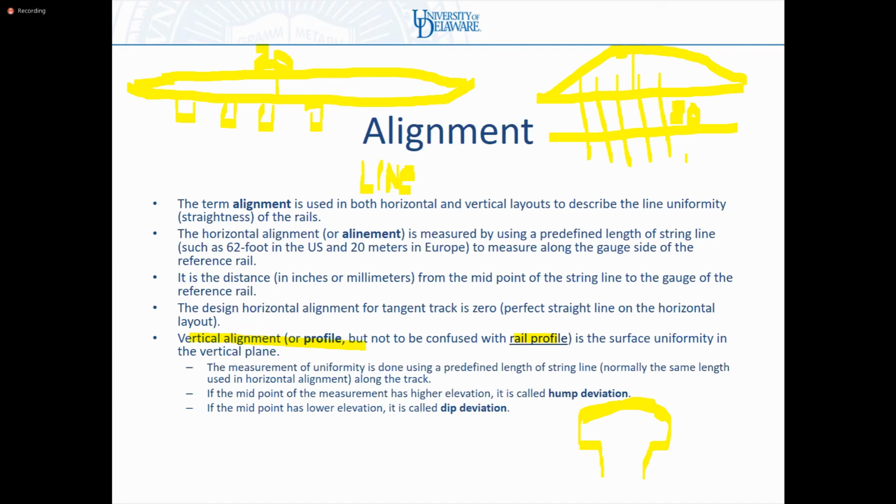20 is the traditional chord length. If nobody says what the chord length is, more than likely it's a 20-meter chord. In North America, in the English world, it will be a 62-foot chord. In the metric world, it will be a 20-meter chord.